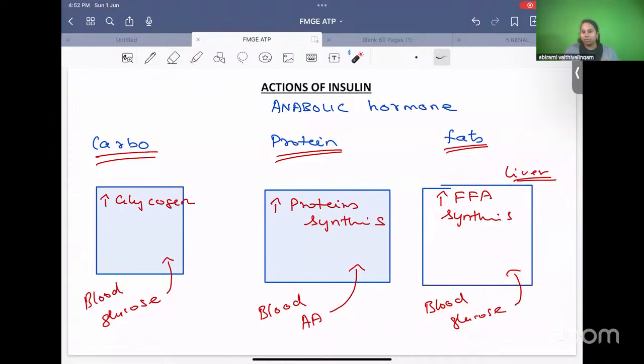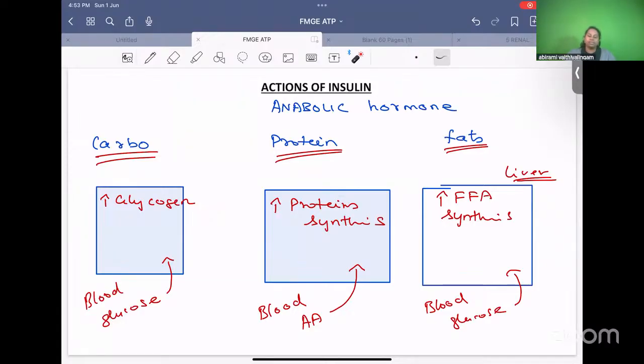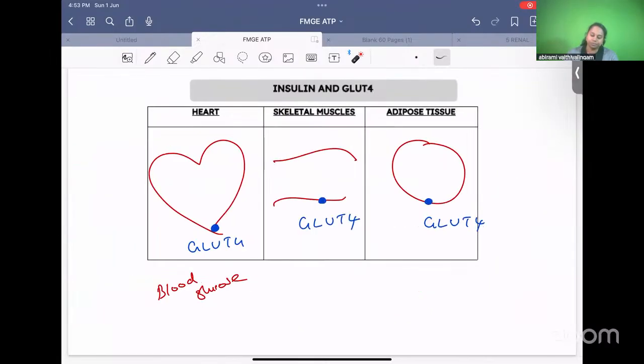So what is insulin doing? It is storing carbohydrate as glycogen, amino acid as protein, and fat as free fatty acids. That's why it is an anabolic hormone. It's a storage hormone. What is the relation between insulin and GLUT4?